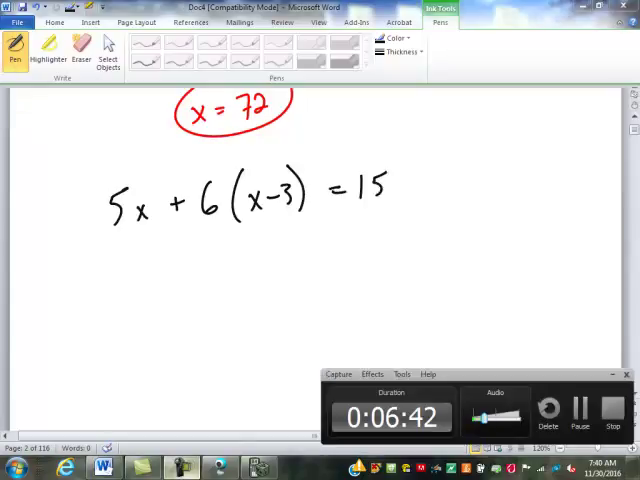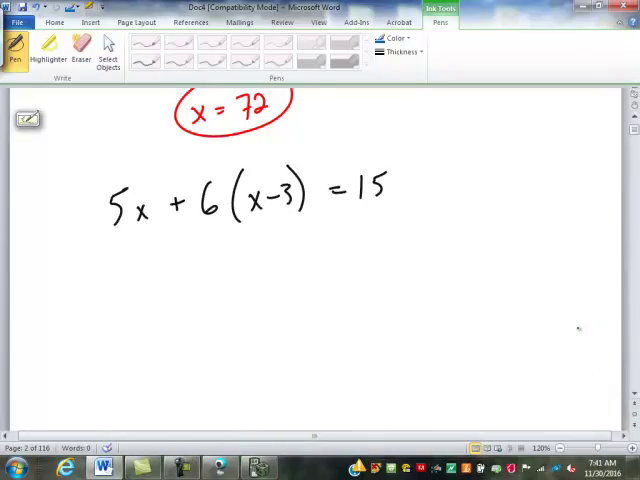Give that one a shot. We'll look at it in a minute. So we start here with the parentheses. So the 5x isn't going to change.